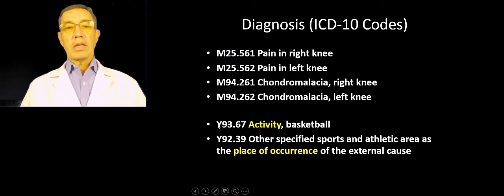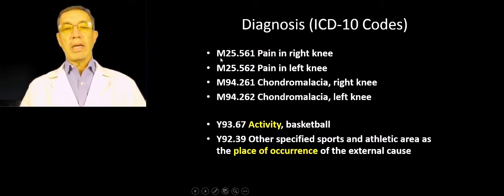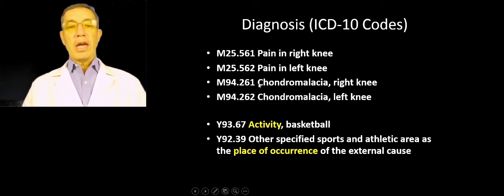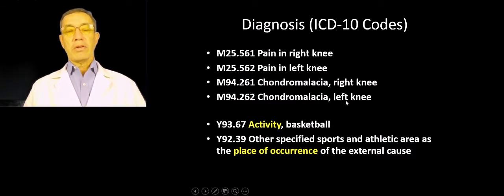On the diagnosis, ICD-10 codes, typically these are M codes. So pain to the right knee would be M25.561, left knee is M25.562, and then you can also talk about chondromalacia or bad cartilage to the right knee or the left knee, and there's many other ones like this.